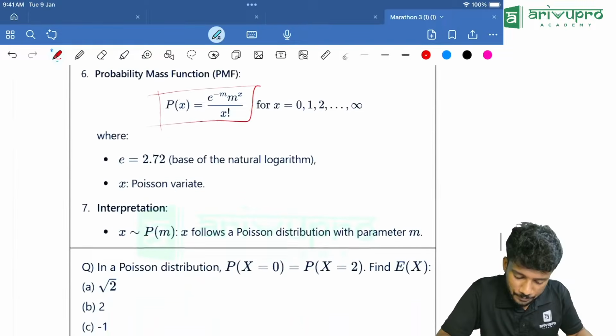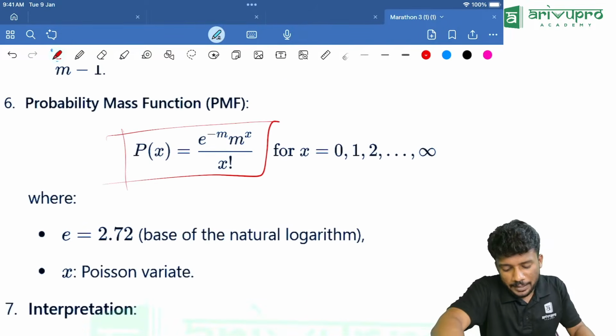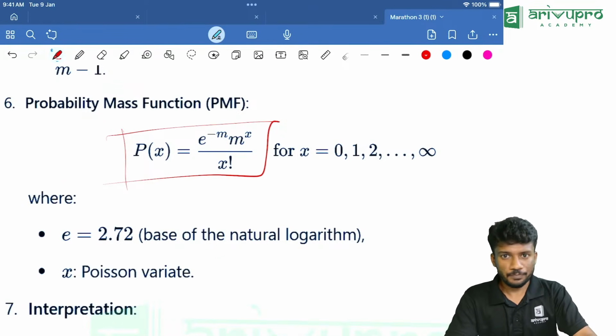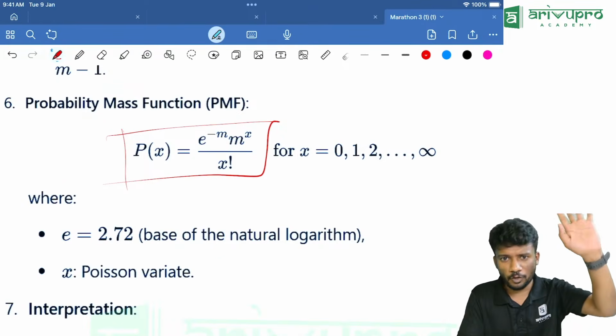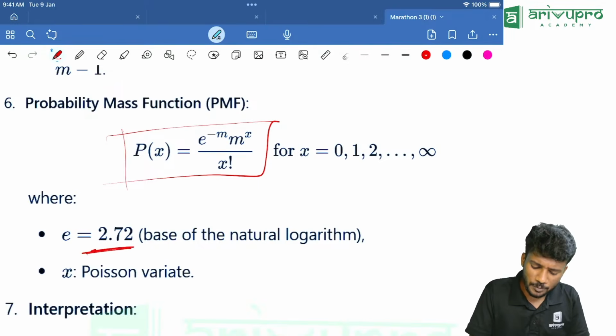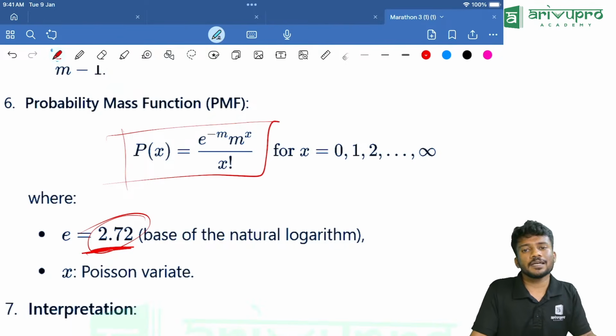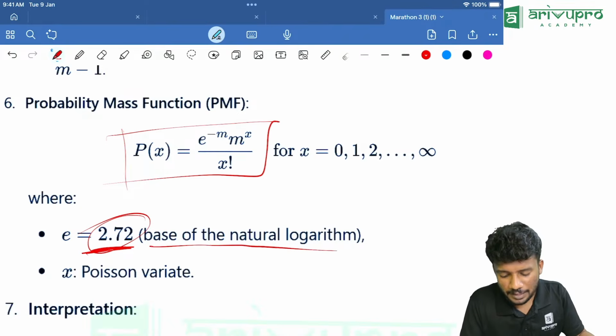Now, look here. This is the formula: e raised to minus m, m raised to x, divided by x factorial. Now, what is this m? We know it is the mean or variance. Now, how much is the value of e? We learned in logarithms, or wherever we use it, the value of e, the base of the natural logarithm, is 2.72.